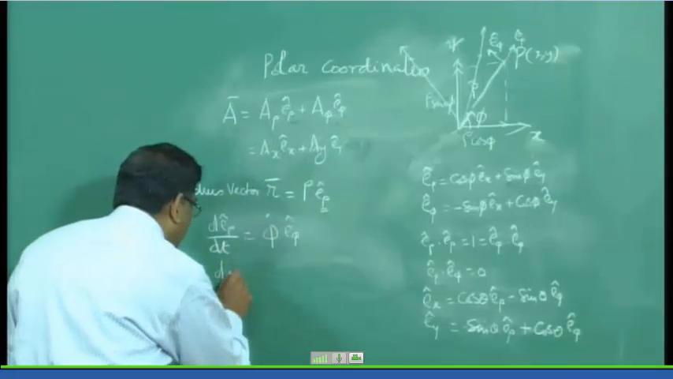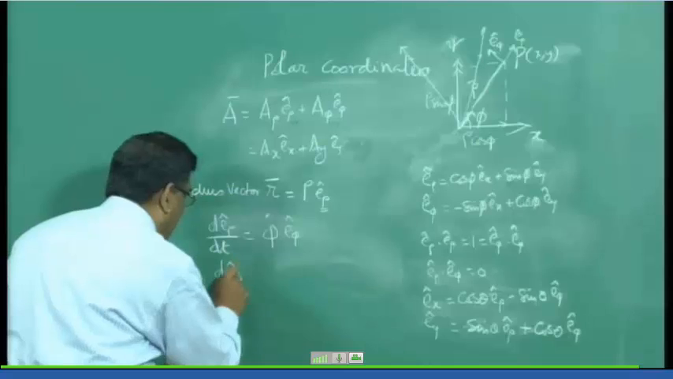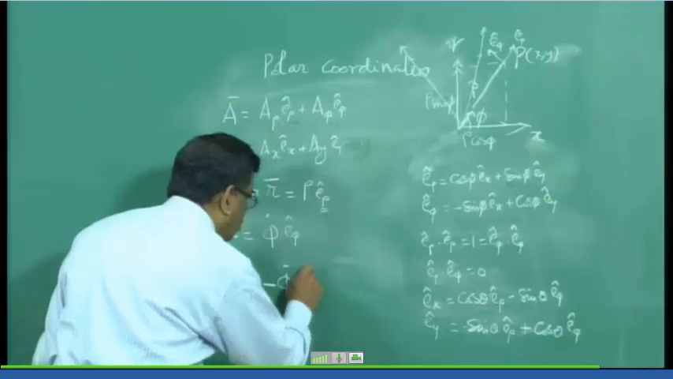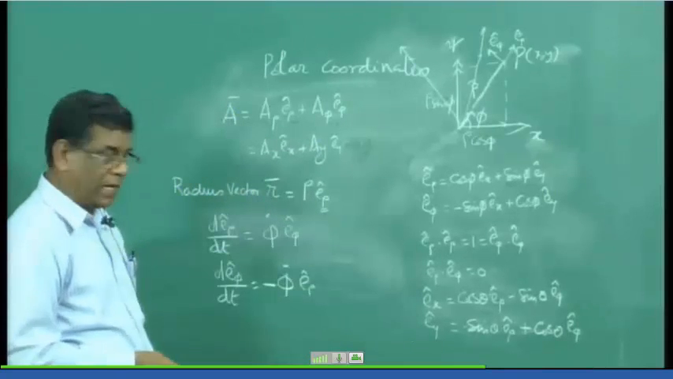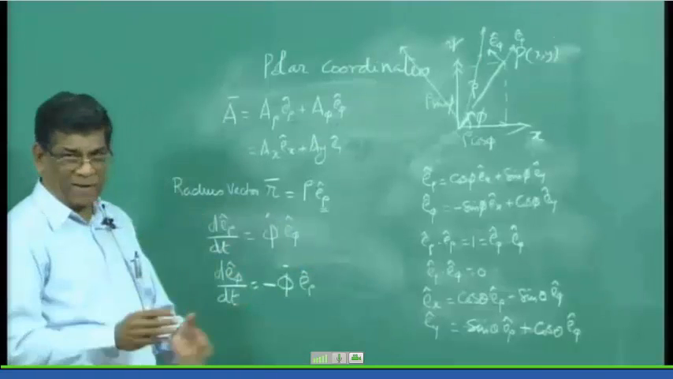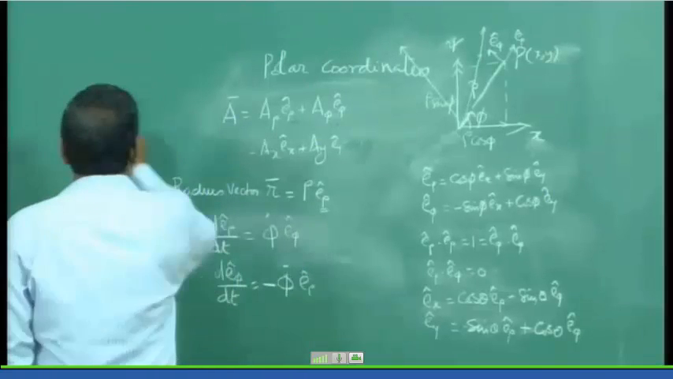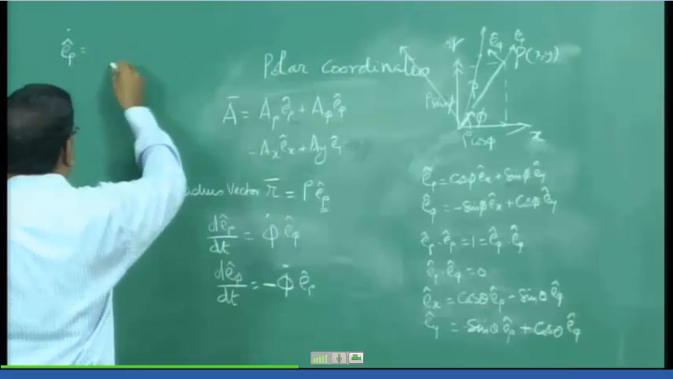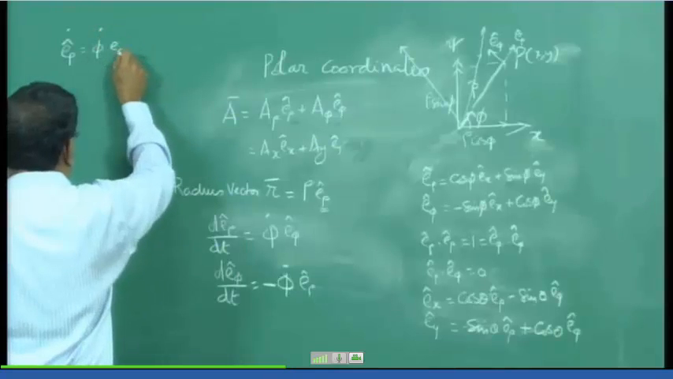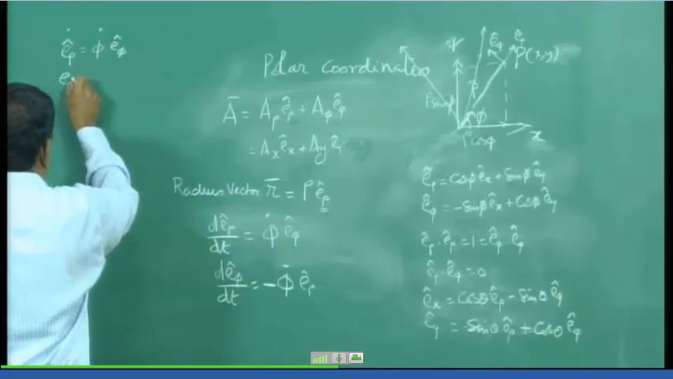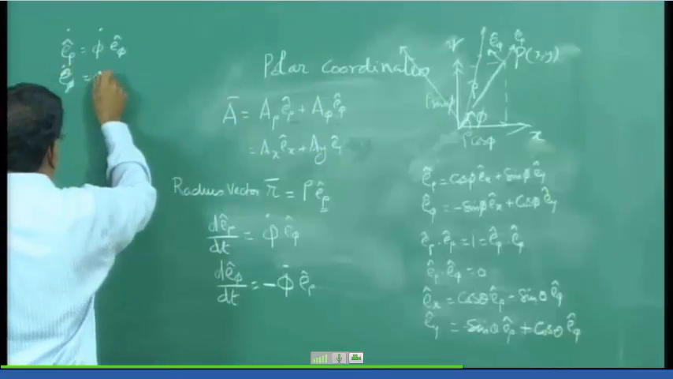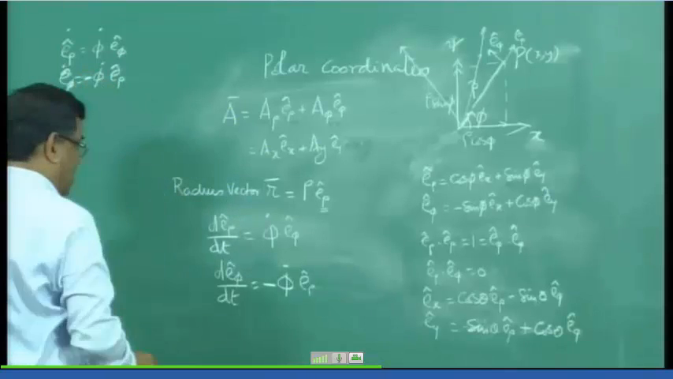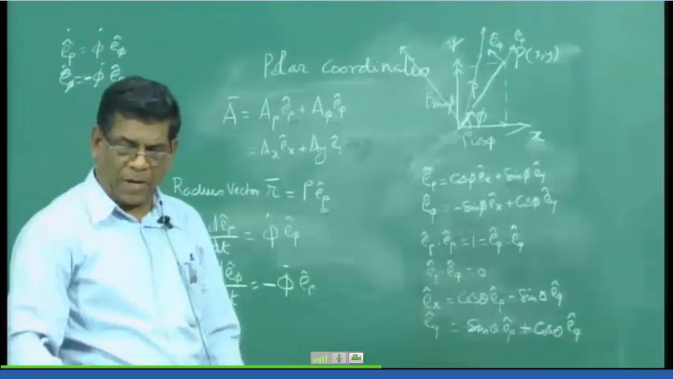Similarly, if I find E phi by dt, which I did last time, you would find it is minus phi dot E rho. So if you differentiate this, you will get that. This result we should remember. E rho dot is equal to phi dot E phi. E phi dot is equal to phi dot E rho with a minus sign. There is a minus sign, that is important. So this we should remember.